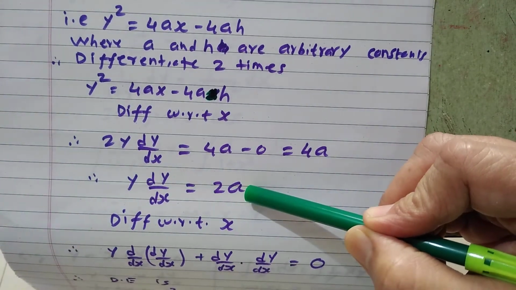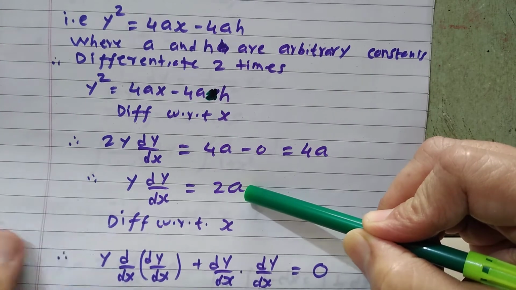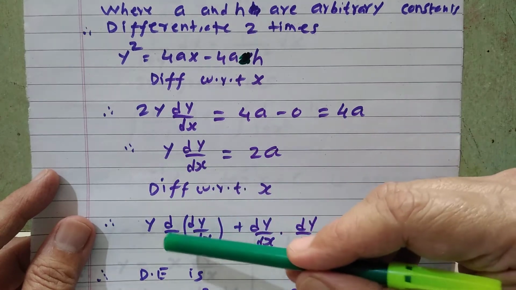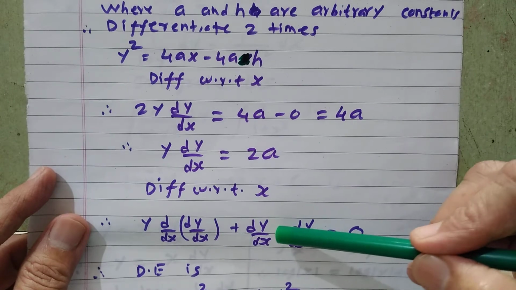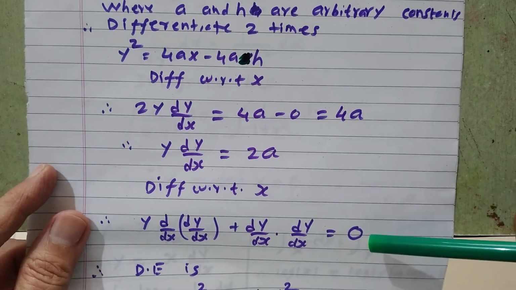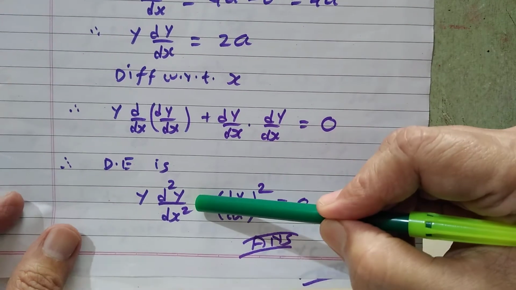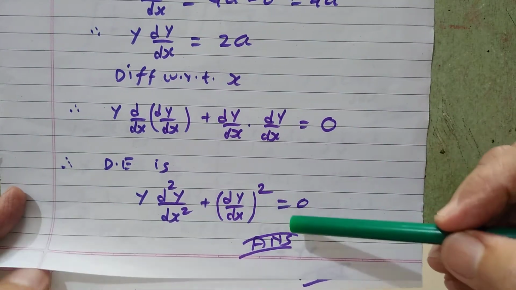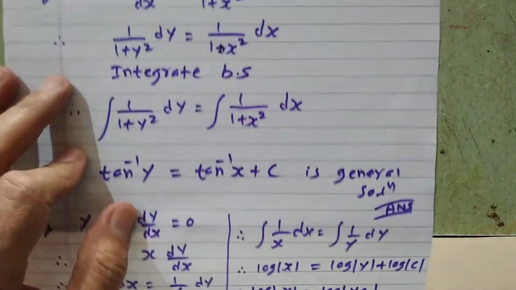Now on the right hand side only one arbitrary constant remains. One more time differentiate to get the final differential equation. Therefore the derivative of y dy by dx, using the product formula, is y into d by dx of dy by dx plus dy by dx into dy by dx is equal to 0. Therefore the differential equation is y d2y by dx square plus (dy by dx) square is equal to 0. Write down again in the classwork notebook.